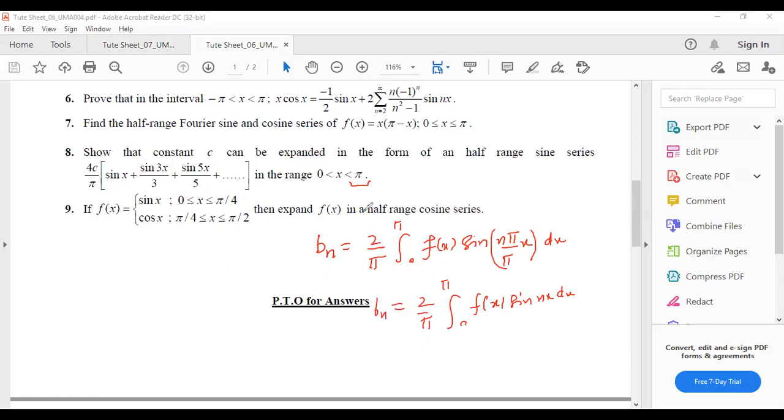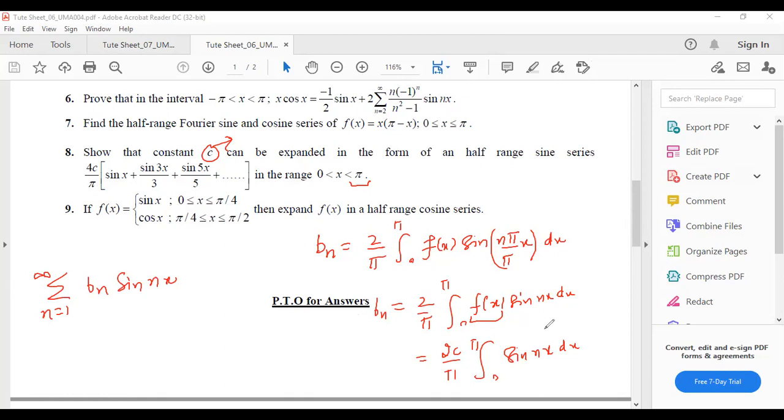So what is f(x)? Constant, because you are given the function. For which function do you have to write a half range sine series? The constant function. So you just put f(x) equal to c. So when you put f(x) equal to c, it will be 2c by pi, integral 0 to pi, sin nx dx. Now very easily you can solve this integral. That will give you the value of bn, and then you just substitute. So your Fourier half range sine series will be the sum from n equals 1 to infinity of bn into sin nx.